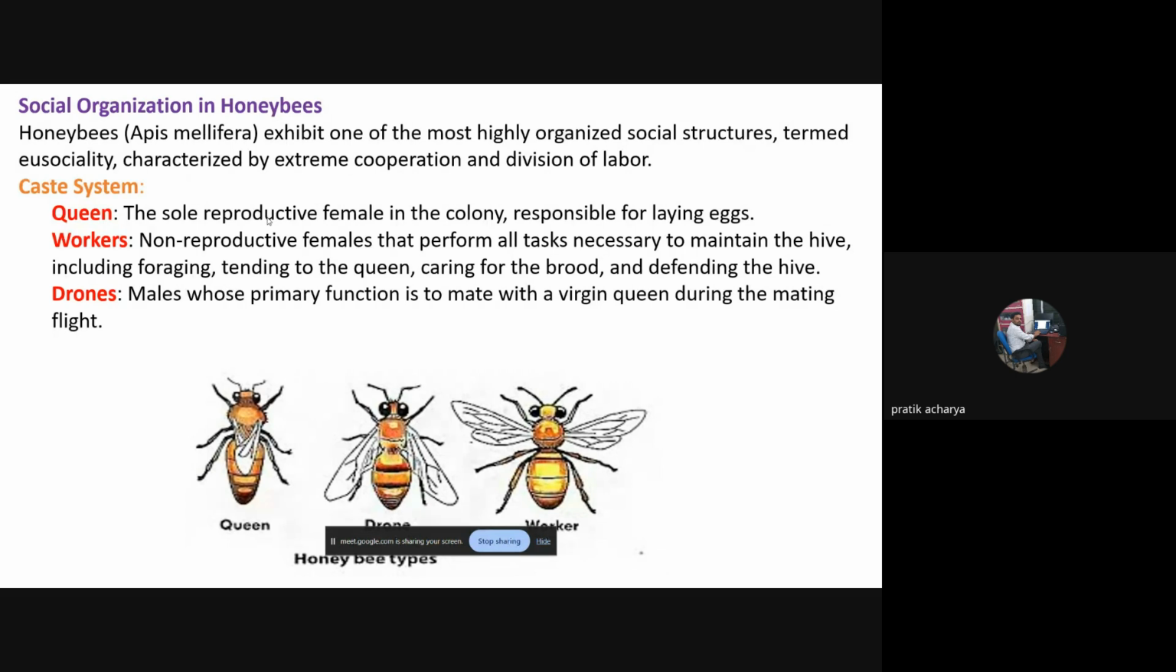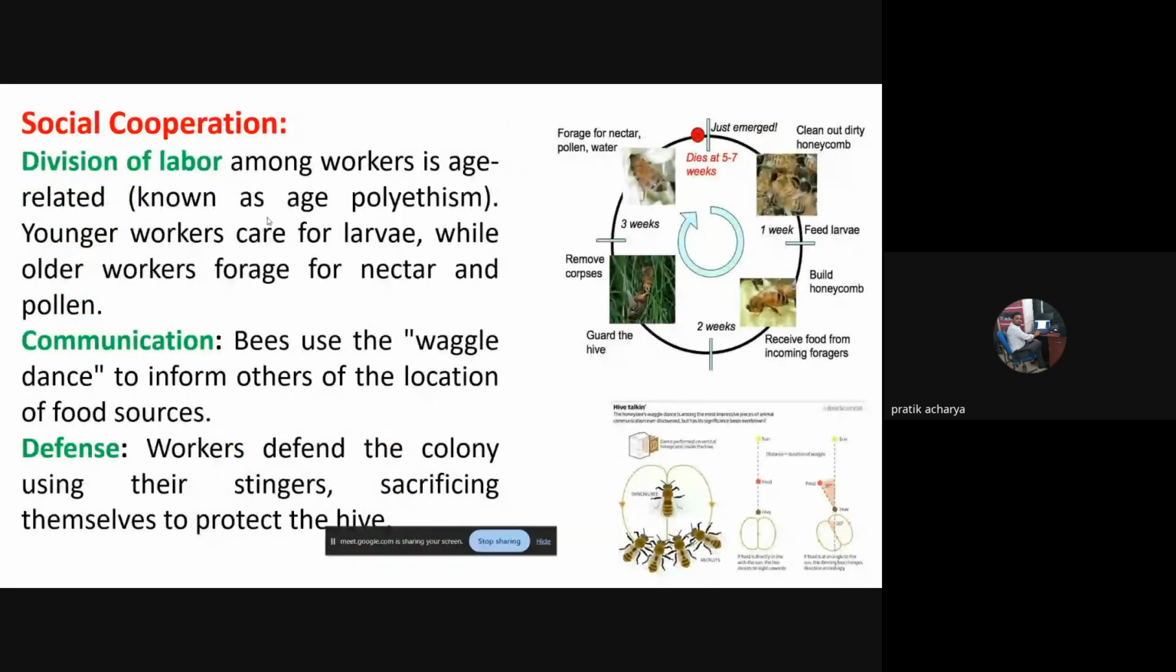The pictures of queen, drone, and worker are here. You can see the pictures. The social cooperation. What is the social cooperation? In honeybee, division of labor is the first social cooperation. That means different organisms are meant for different work. Only the female workers are meant for collecting the food. They are meant for different protective activity, guarding the hive. All these are the functions performed by the workers. That is a part of labor.